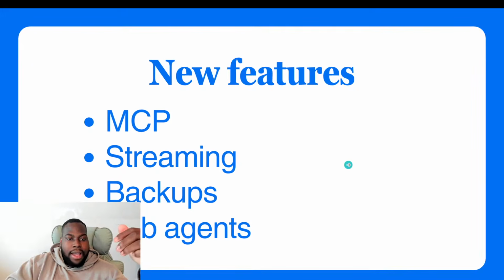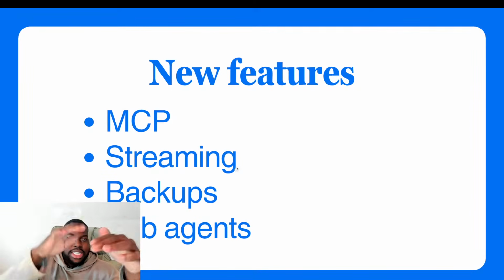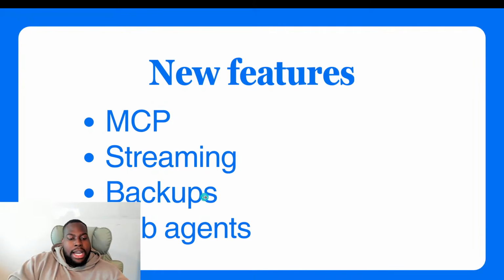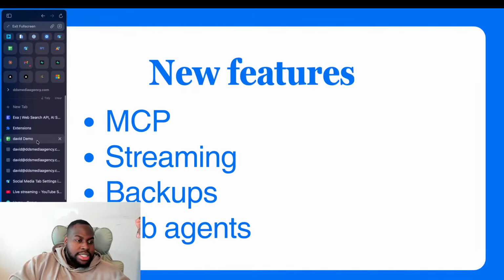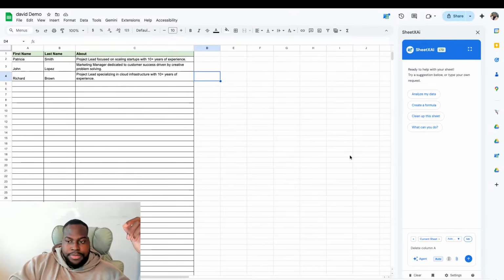Anytime. But essentially the new features, I've showed you guys it calling MCPs. You guys have seen it streaming. Streaming just means when you ask the AI for something, you can see it typing, right? You guys haven't seen backups yet, so I'm going to show that to you right now. But you guys have seen sub agents, so that's pretty nice. I'm going to show you guys a backup right now.